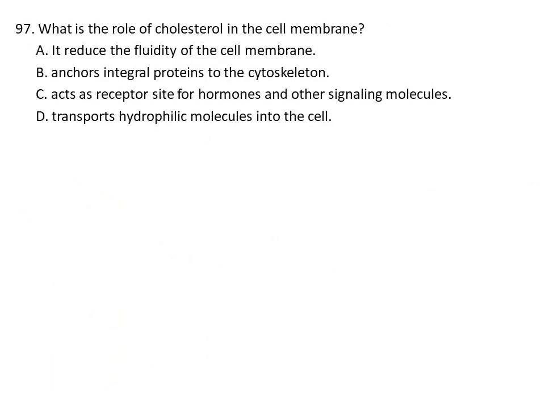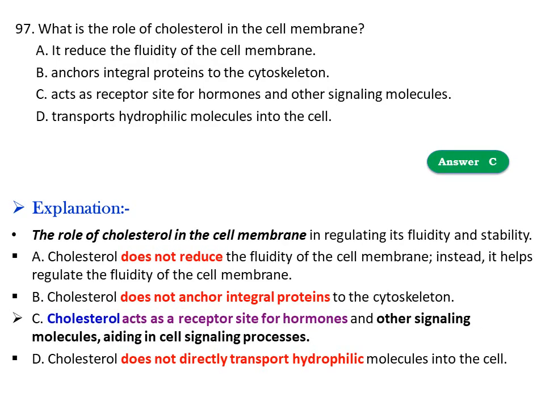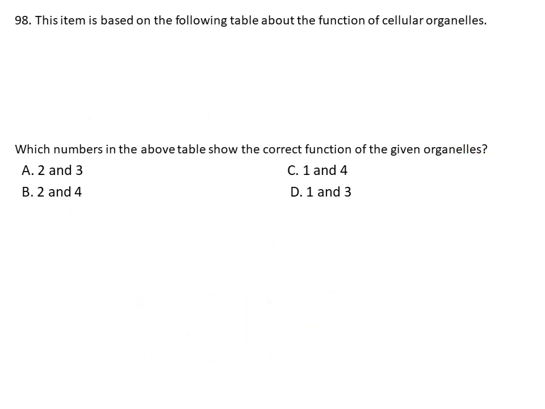Question number 97. What is the role of cholesterol in the cell membrane? So the answer should be that it acts as a receptor site for hormones and other signal molecules. The role of cholesterol in the cell membrane is regulating its fluidity and stability; it helps to regulate cell membrane fluidity. Cholesterol also acts as a receptor site for hormones and other signaling molecules, aiding in cell signaling. So the answer should be perfectly C.